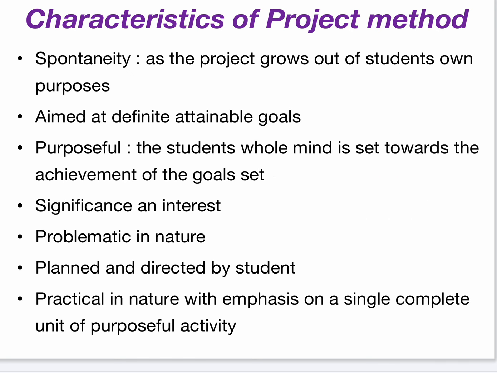The characteristics of project method. The first characteristic is spontaneity. So project method is spontaneous and it grows out of students' own purposes. The second one, it is aimed at definite attainable goals. So usually for achieving a task, goals are set and these are attainable goals. The third characteristic is it is purposeful. The students' whole mind is set towards the achievement of goal set, and that is why it is said to be purposeful. The next is it gives significance to interest of the students.